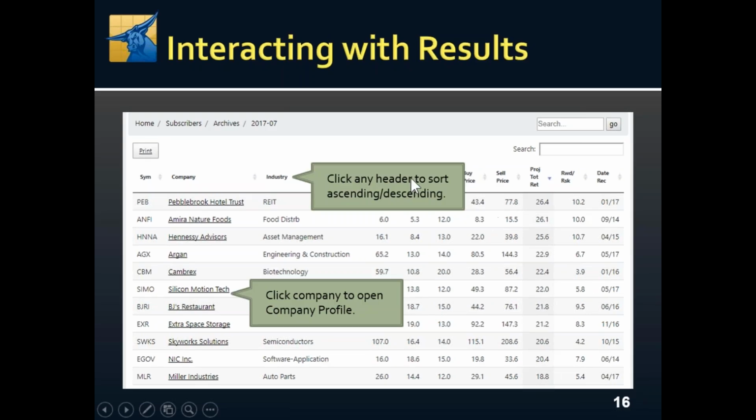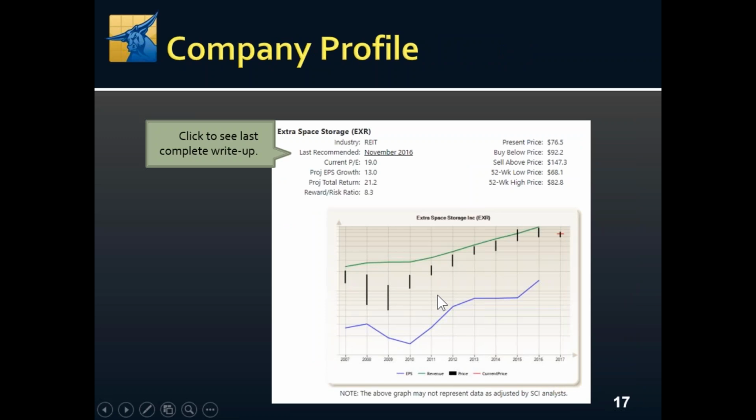So as I mentioned, click on a header to sort it. And then also, if you click on the linked company name, you can open the new company profile page for that company. So now all of the companies have this profile page. And at the top, again, we have current metrics on the business, the industry, the last recommended date. And you'll notice that that's a link. So you can actually click that link and go to the issue where we last recommended this particular company.